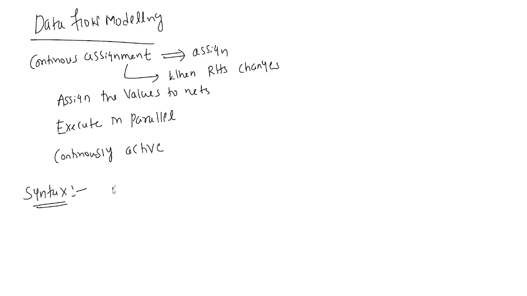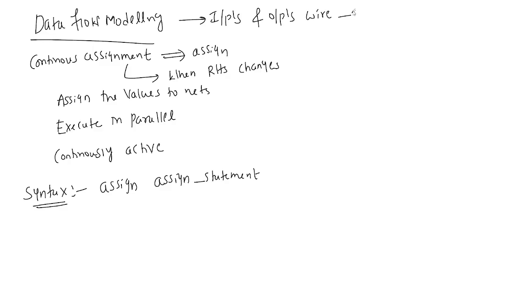The syntax is the assign statement. Suppose you consider, by default all the inputs and outputs you need to declare with the net data type only, wire data type. All the inputs and outputs should be wire data type only. Wire means net data type only, no? In nets we have wire, wor, wand.